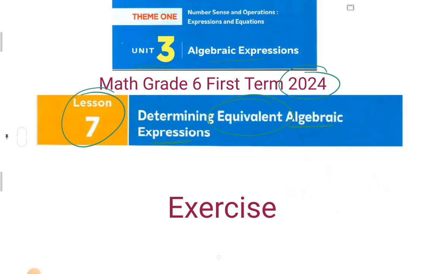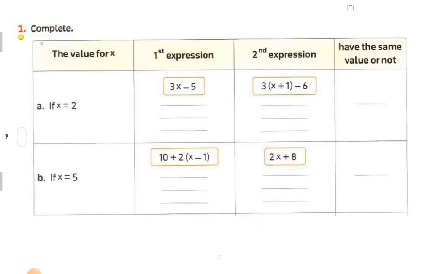Welcome to Unit 3, Lesson 7, Exercise. Start with exercise number 1 to complete. It gives us the value of x equal 2 and x equal 5. Now, we have two expressions, expression number 1 and expression number 2.